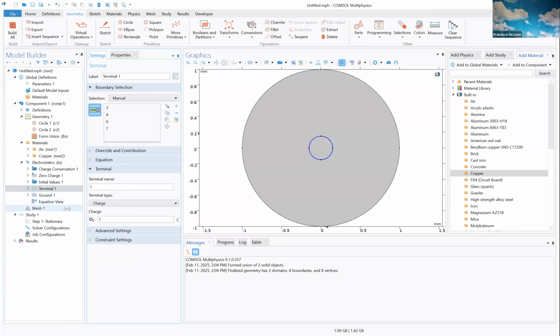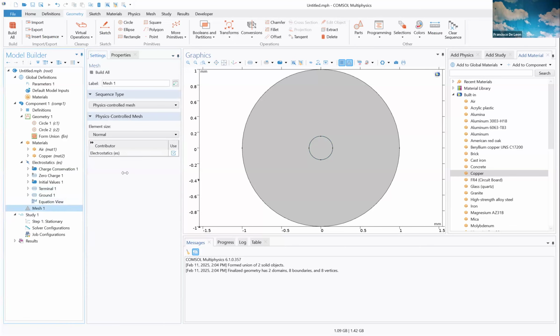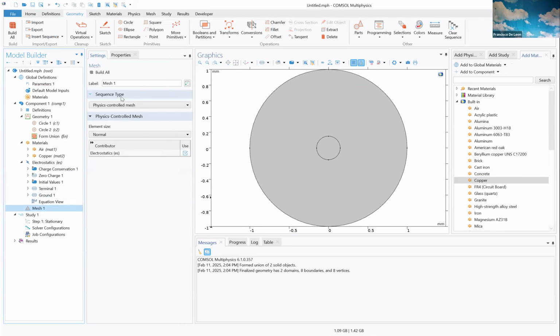After that, the next option is meshing. In the mesh, the easy way is to select the physics control mesh. Else you can also customize your mesh as per your geometry, the complexity of the geometry, and the computational power you have. But for now, we are just going with the easy way. Just click the physics control mesh, and over here the element size. Before going to this element size, just click build all.